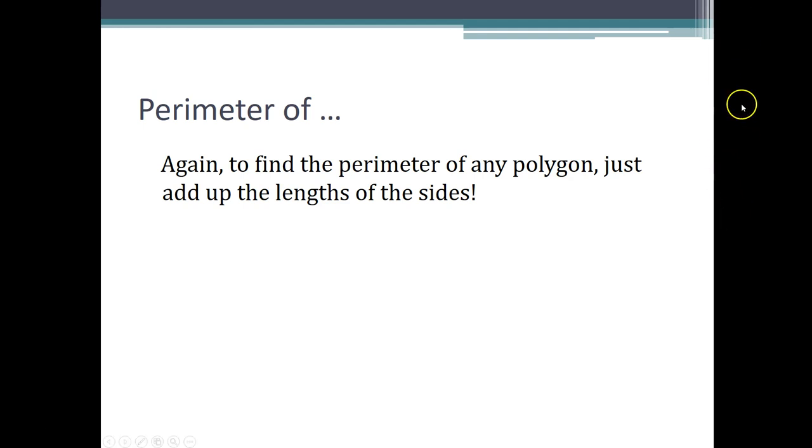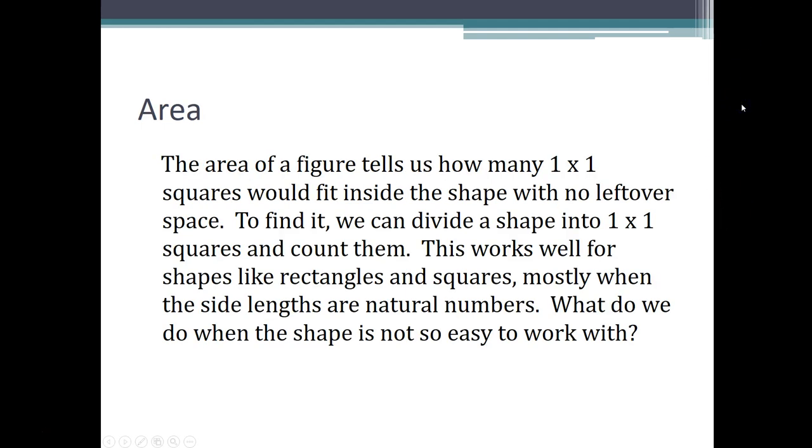Alright. Next, let's tackle area. Perimeter might be the distance around, so it might be like, well, how much fencing do I need for my yard? Area tells you about the space inside the figure. So this might be how much grass seed do I need, or how much dirt do I need to cover an area, a space or something. But what area does is it literally tells us how many 1 by 1 squares would fit inside that shape.